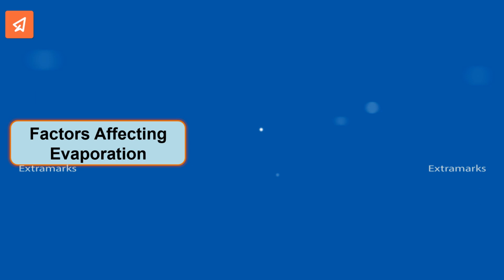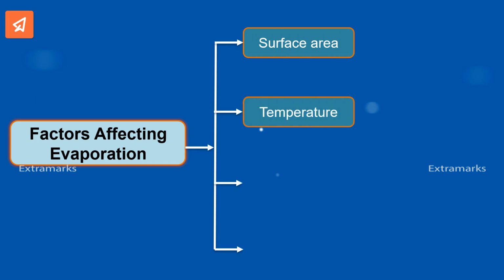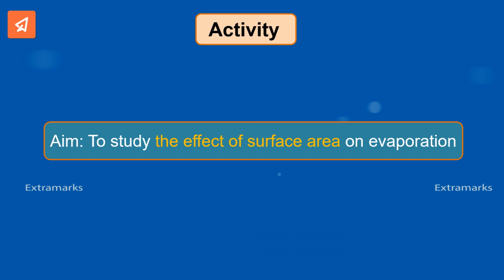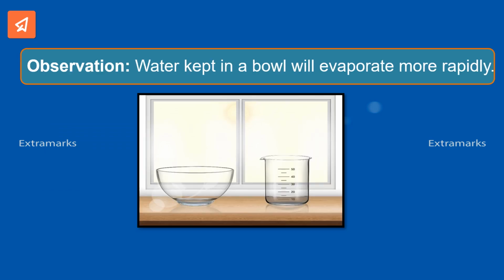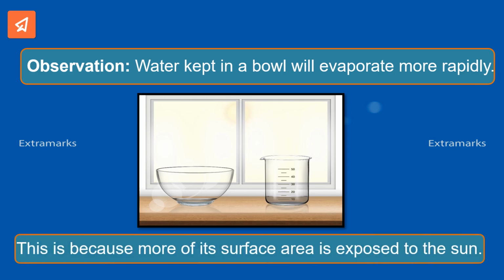The evaporation of a liquid depends mainly on the following factors: surface area, temperature, humidity, and wind speed. Let's understand these factors with the help of an activity. Take 20 milliliters of water in a beaker and another 20 milliliters of water in a bowl and keep them under the sun. You will notice that the water kept in a bowl will evaporate more rapidly.